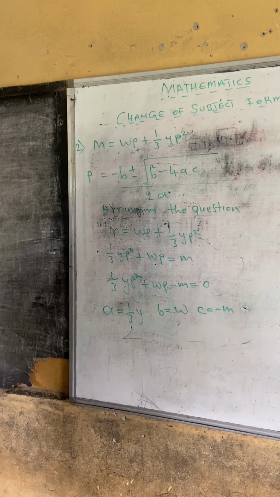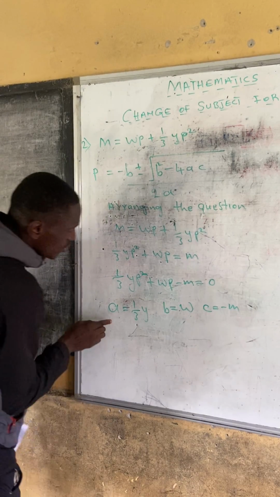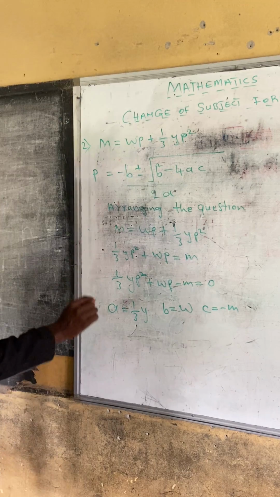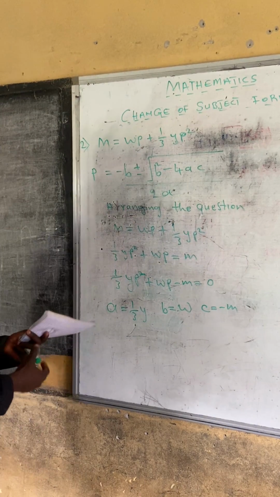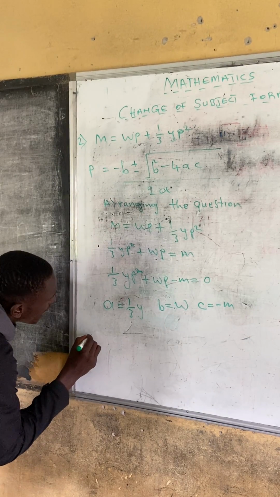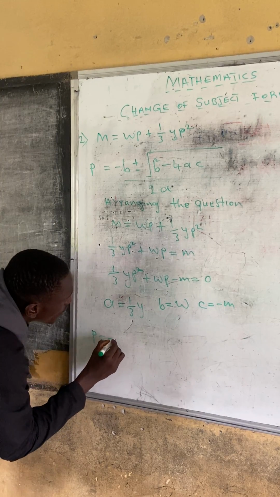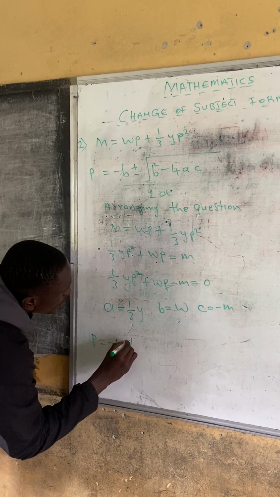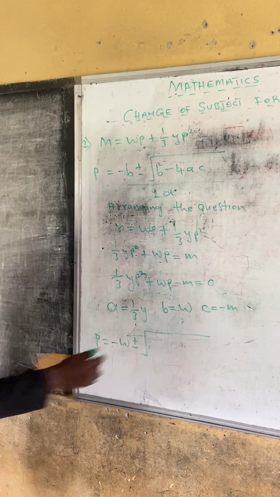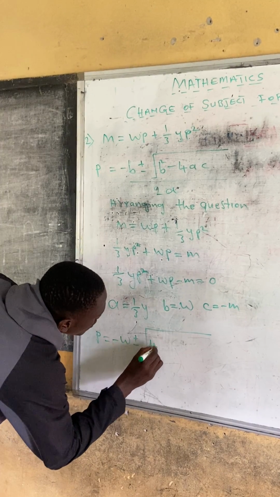Now, what do we do? We are going to substitute these values, the value for A, the value for B, and the value for C inside this quadratic formula. So, how do we do that? You write P equals to minus, what's our B? W, plus or minus the square root. What is our B raised to power 2? It is W raised to power 2.